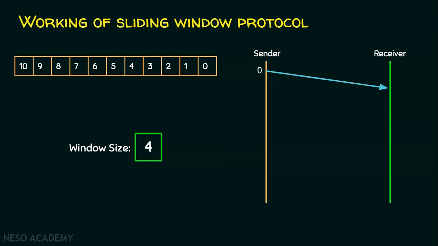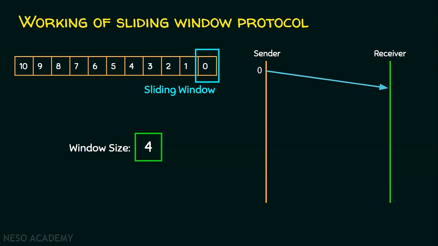Once frame 0 is sent, just notice there is a sliding window which is coming into action and it says frame 0 is sent. But how many frames can be sent before expecting an acknowledgement? In this case, 4 frames can be sent before expecting an acknowledgement, because the window size is the parameter that decides how many frames can be transmitted before expecting an acknowledgement.